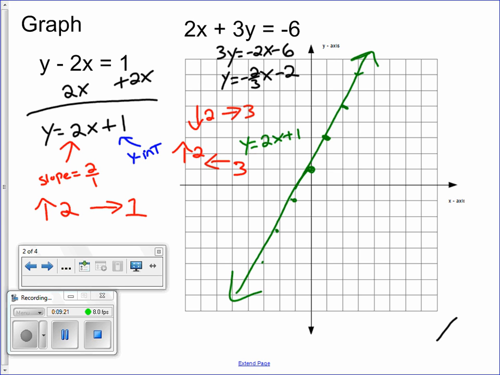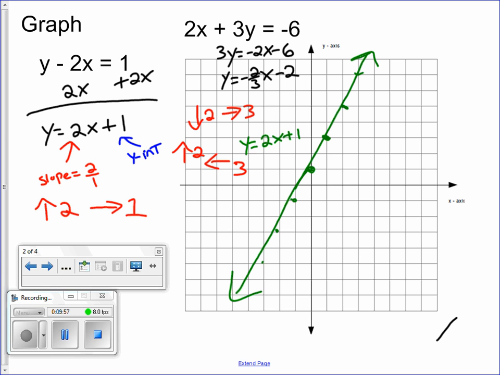Just don't make them both positive. Don't say down 2, left 3. That's not right. Either the top one's negative or the bottom one's negative, but not both. Why can't I make both of them negative? What happens if I have a negative divided by a negative? I get a positive, but it's supposed to be negative. A negative divided by a positive is negative. A positive divided by a negative is negative. So either of these works. Just don't make them both negative, otherwise the slope will change to positive, and that's not what it's supposed to be. So let's do the down 2, right 3.